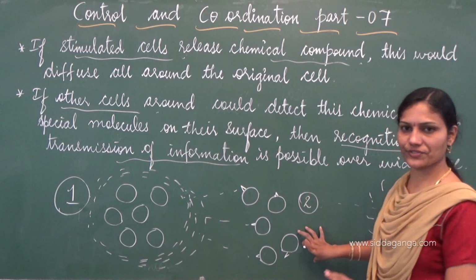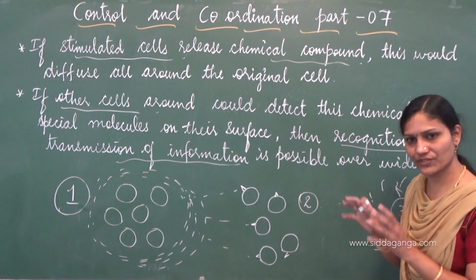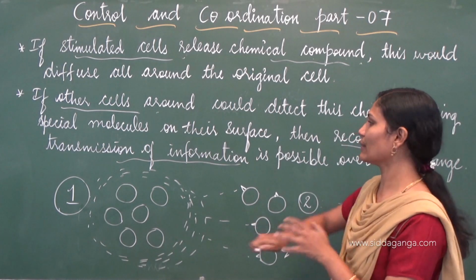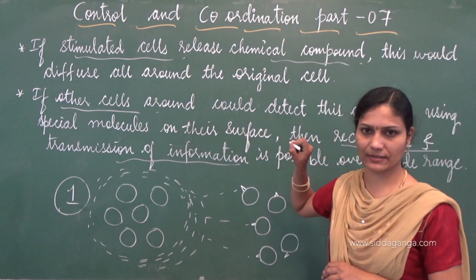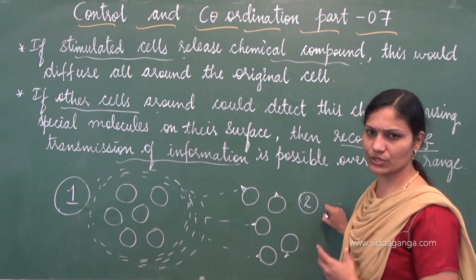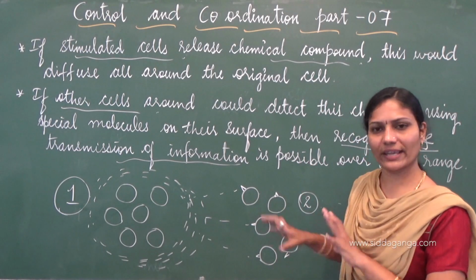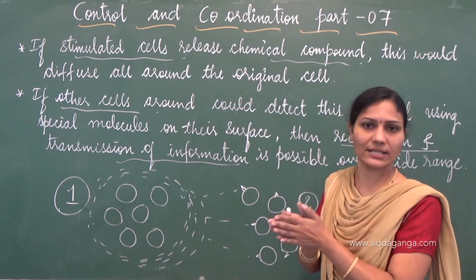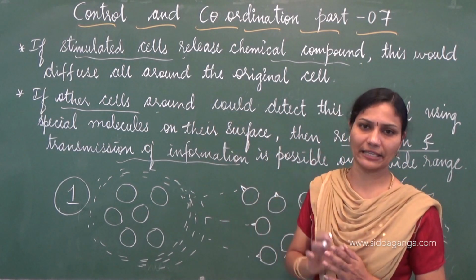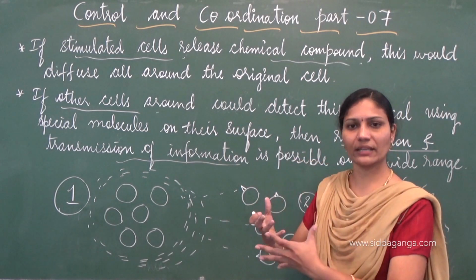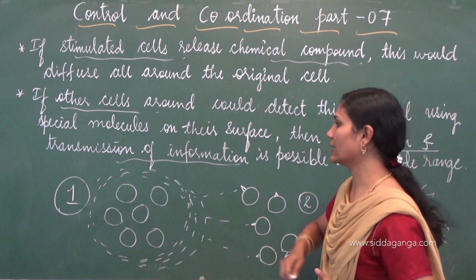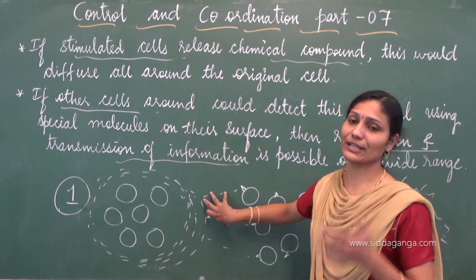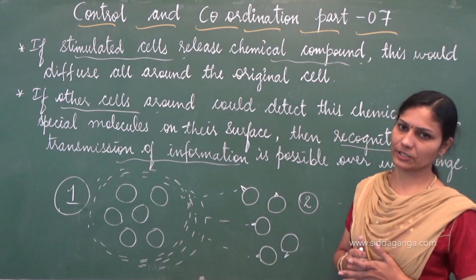And there is another type of cells here, the target cells, which are capable of recognizing this information with the help of special molecules on their surfaces. Type 2 cells can be target cells also, or intermediate cells. We can consider them to be target cells also. Target cells, or target organs, are the ones wherein the response and activity is to be seen. These special molecules on their surfaces not only recognize, but also transmit the information.